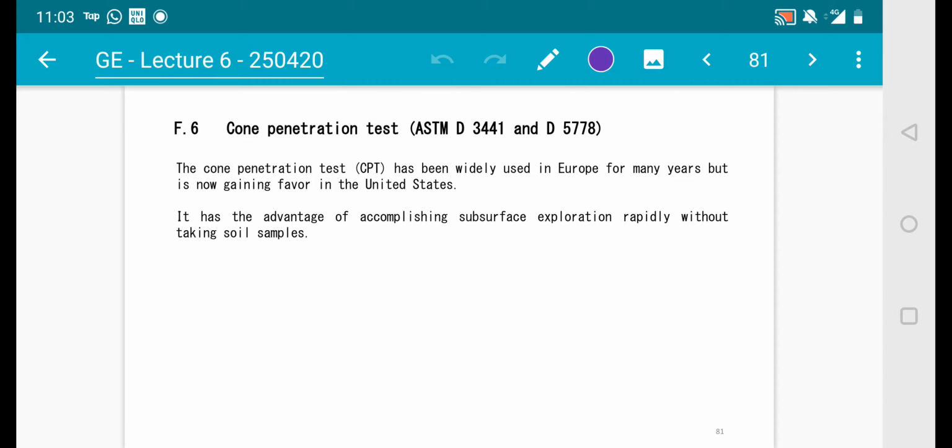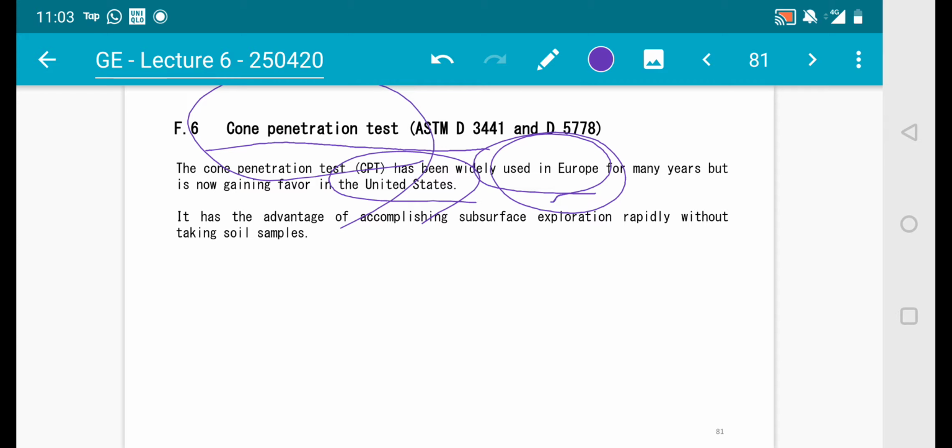Next we're going to move on to subtopic F6, which will be another type of testing, the cone penetration testing. As you have been briefed, SPT is commonly and widely used in the United States. CPT is widely used in Europe, however in recent times it is gaining favor in the United States. You have to know the advantage of using CPT. For CPT, you refer to ASTM D3441 and also D5778 for more details and the complete procedure.